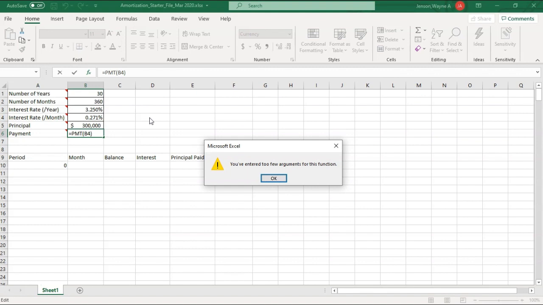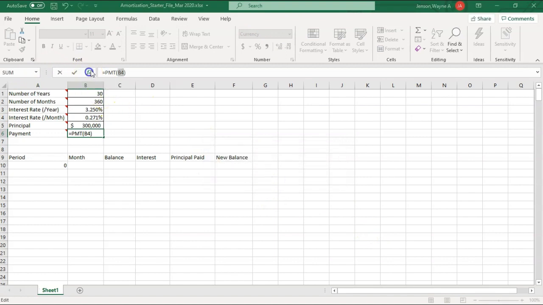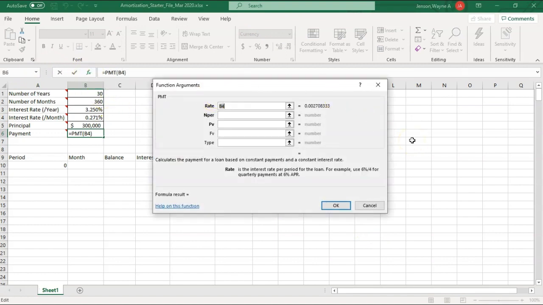And then if we hit enter, whoops, don't hit enter, sorry. Hit that F sub x again, or first click OK, and then hit F sub x. And then the number of periods, so if we hit tab, don't hit enter, hit tab, the number of periods is going to be the 360, or the number of months. So we're just going to reference that block, or cell B2 for that. And then if we hit tab, the present value is our principal, or the 300,000. So I'm just going to click on that, and that'll reference cell B5.